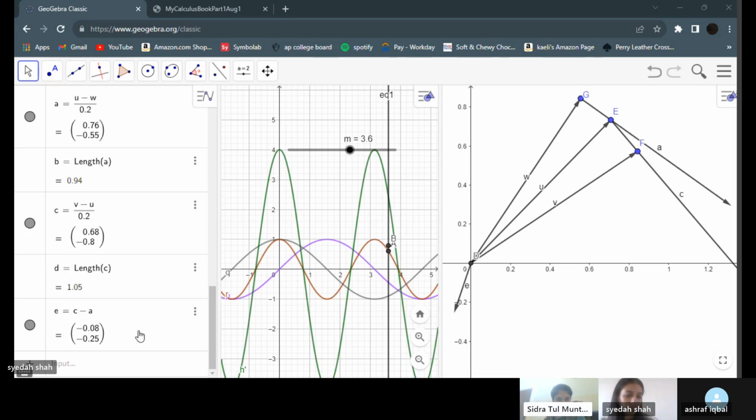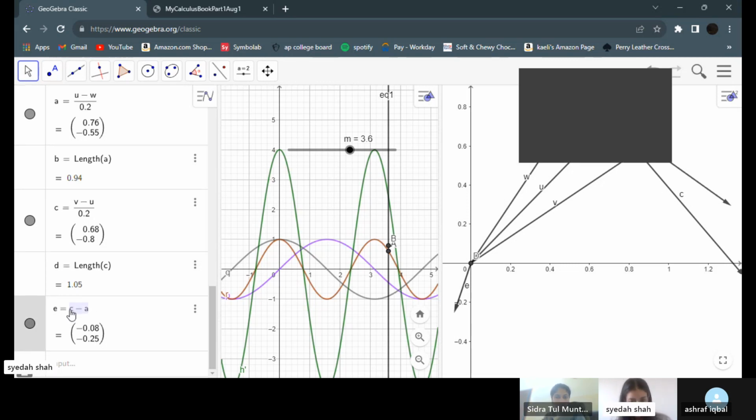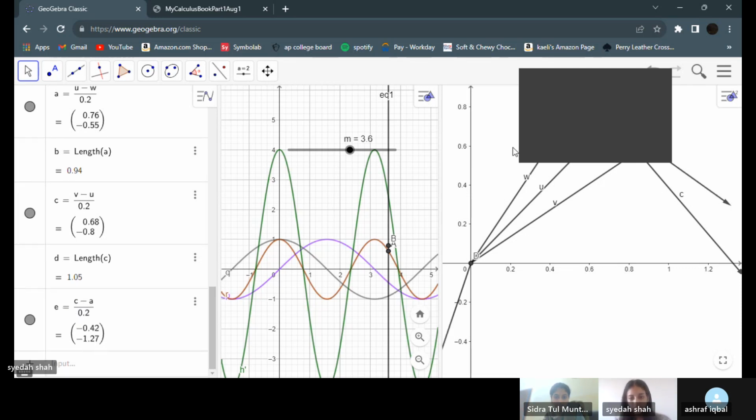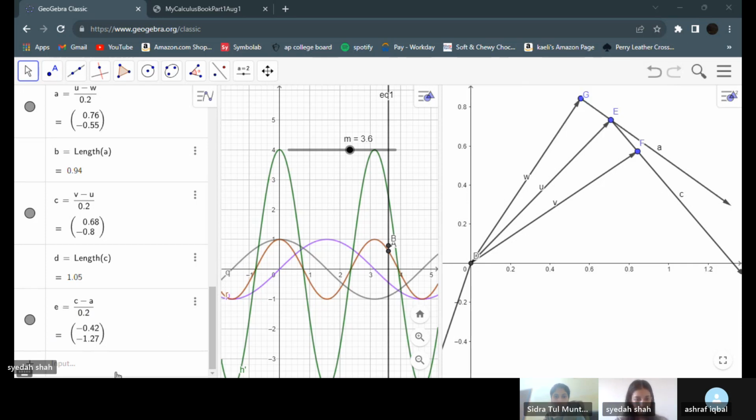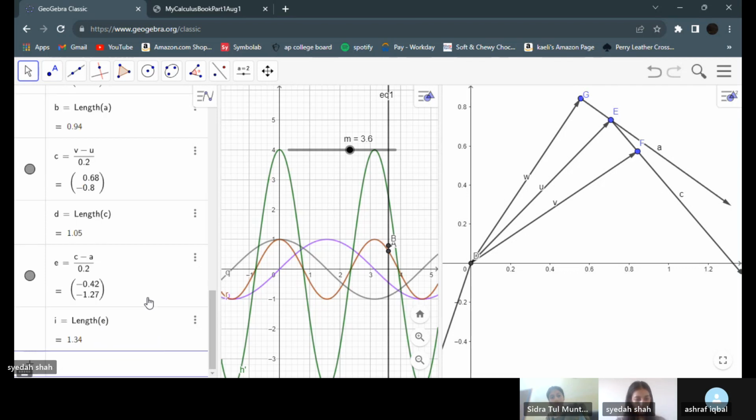Have you found the acceleration? I think so. Yes, I did the rate of change. Okay. C minus A divided by 0.2. We have to divide it by time as well. Okay, right. Got 1.34. Okay, so the length is coming out to be 1.34.